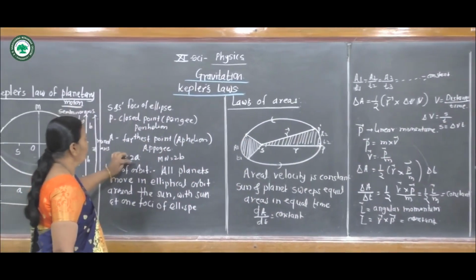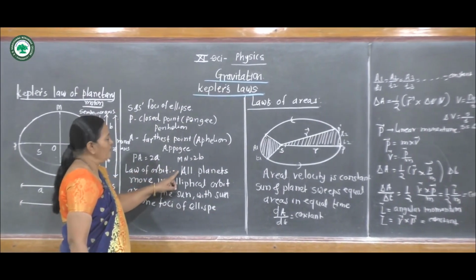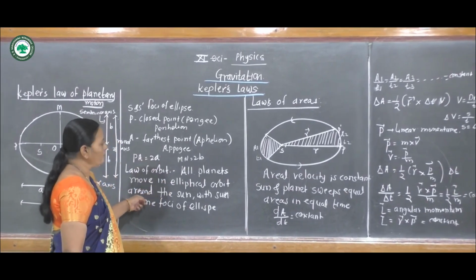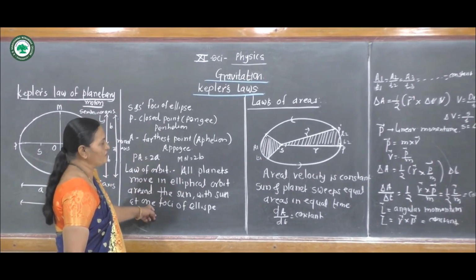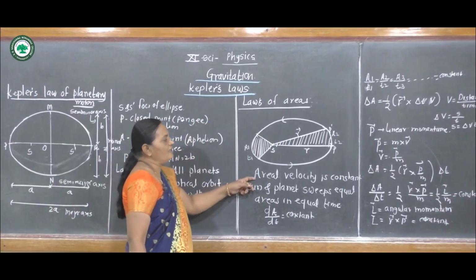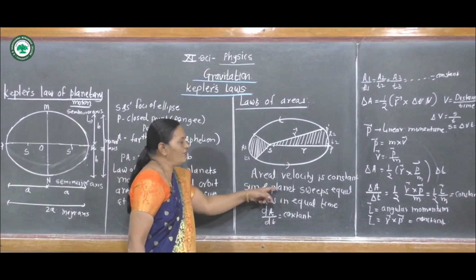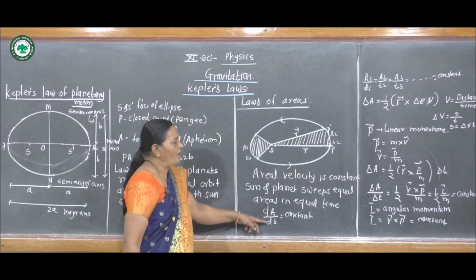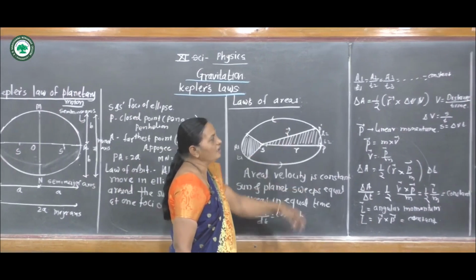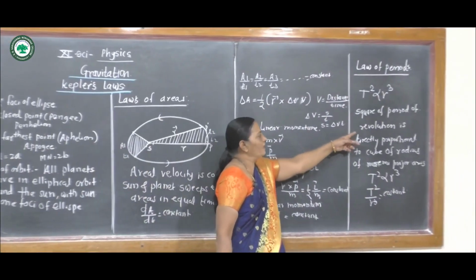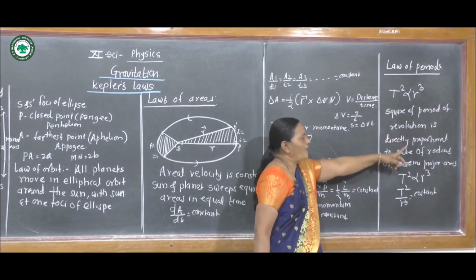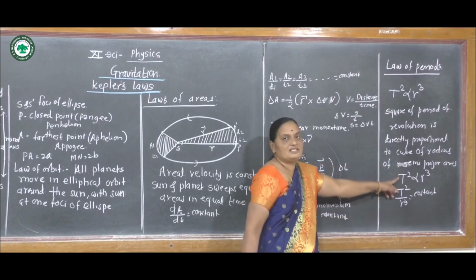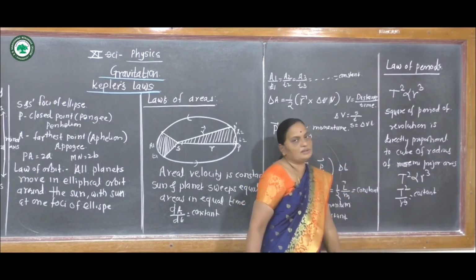See, the first law, the law of orbit, states that all planets move in an elliptical orbit around the sun, where the sun is at one focus. The second law is that areal velocity is constant. The sun and planet sweep equal area in equal time, that is dA by dt is constant. And the third law is that the square of the period of revolution is directly proportional to the cube of the radius of the semi-major axis, that is T square is directly proportional to r cube.